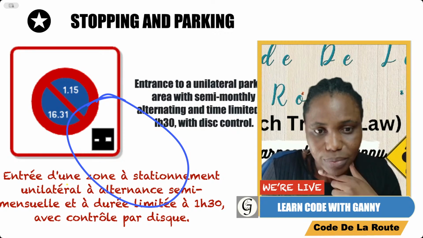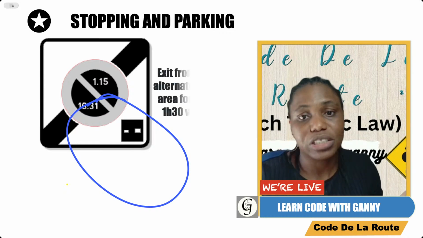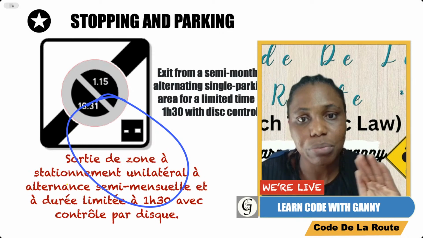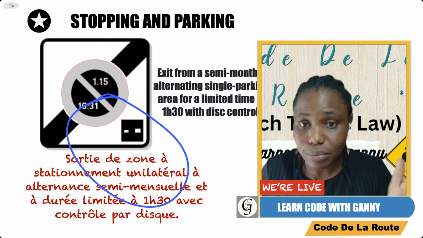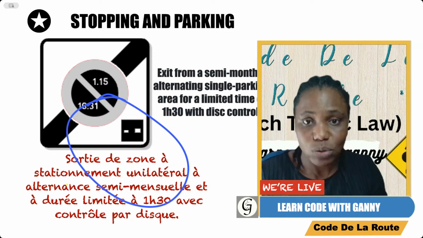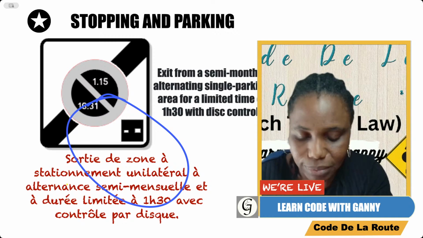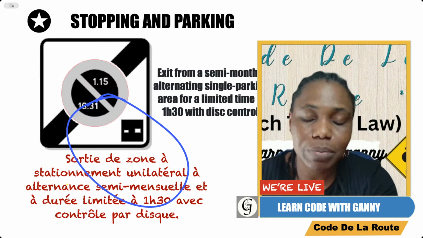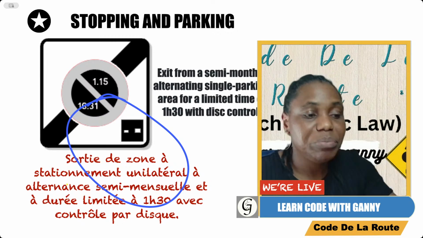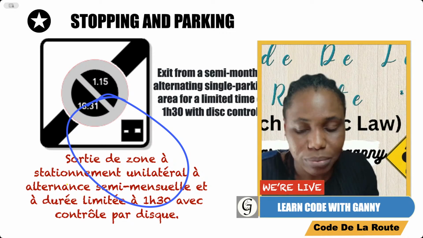Okay, so we continue. This one, every time you see it, it is the end of the semi-mutual alternate unilateral parking, controlled by this. You are exiting that zone of parking. So starting from this panel, maybe you will enter into another zone. It depends on the next panel that you will see.